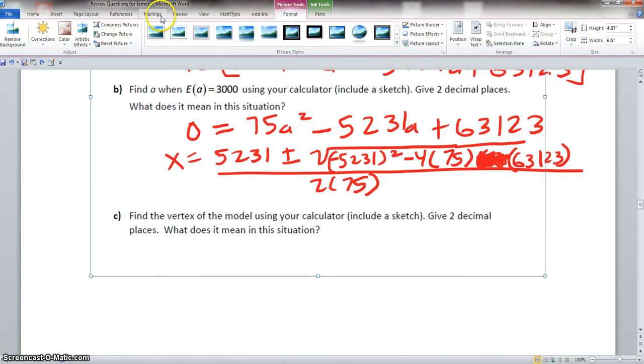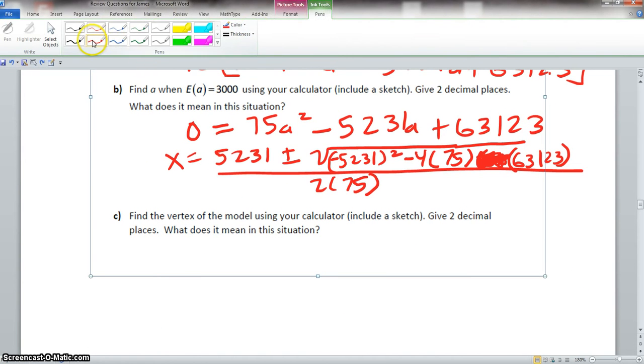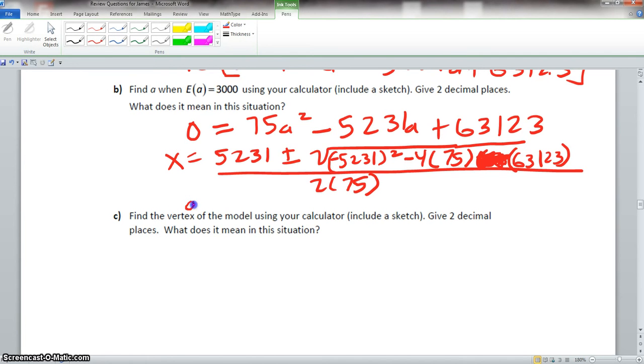So after you put this in a calculator, you would get that a is approximately 15.52, or a is approximately 54.23. Because remember, you should get two answers here. One with 5,231 added to this radical, all divided by, we know 2 times 75 is 150. So we'll do the addition of this here and then also subtraction. And we will get approximately 15.52, or a is approximately 54.23.